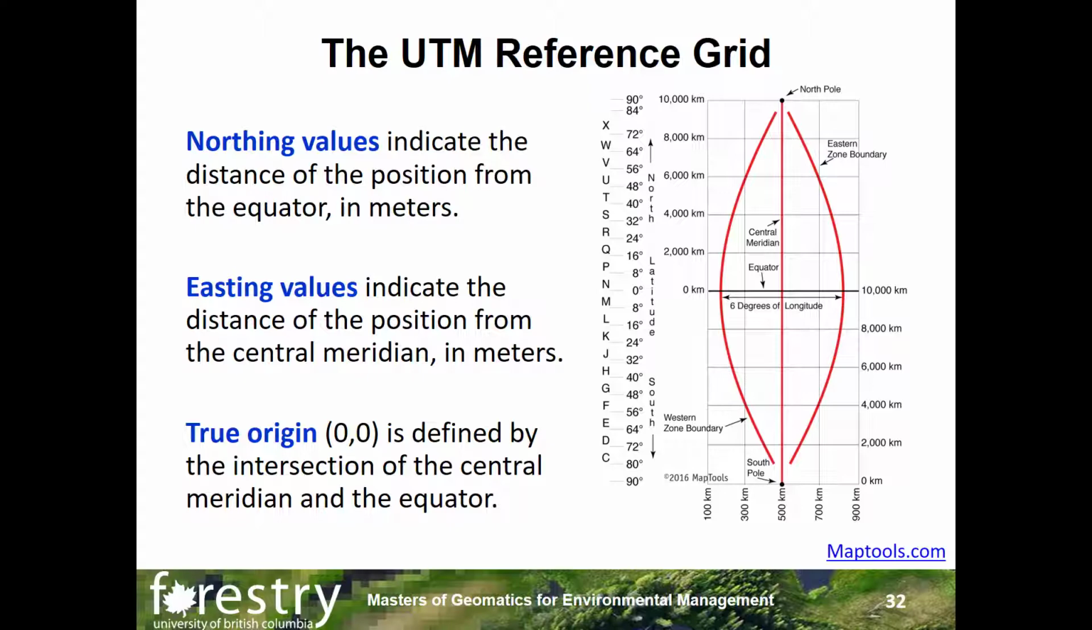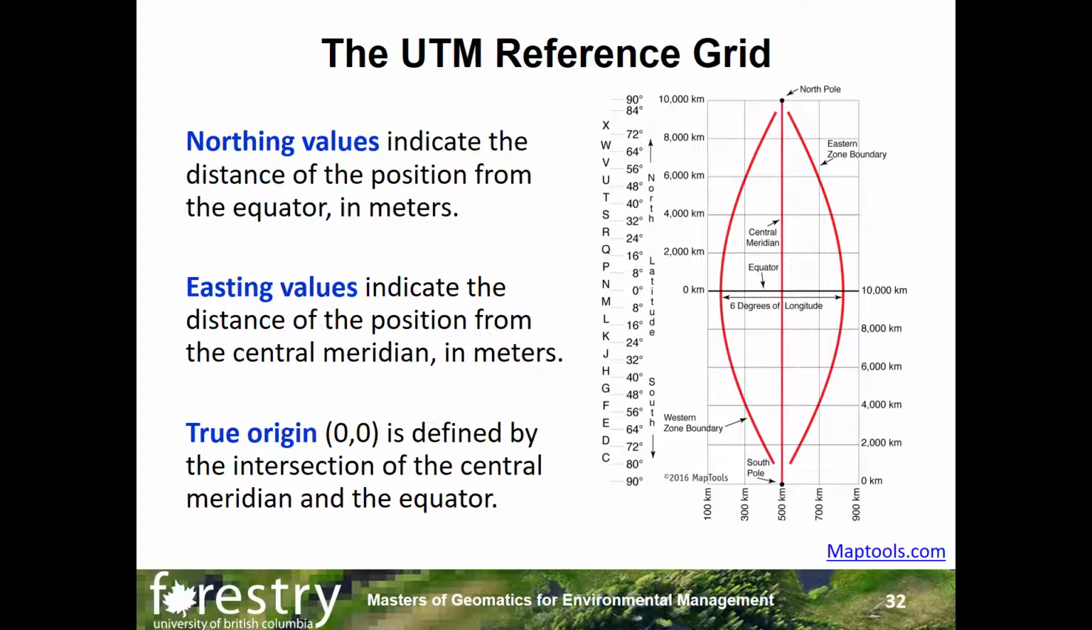This involves adding a constant value to each easting coordinate and a constant value to each northing coordinate. So UTM zones are 6 degrees of longitude wide, which is approximately 1,000 kilometers or 1 million meters. So if we add 500,000 meters, or half the width of the zone, to all easting values, we generate what are known as false easting values. This just ensures that all of our easting values will always be positive.